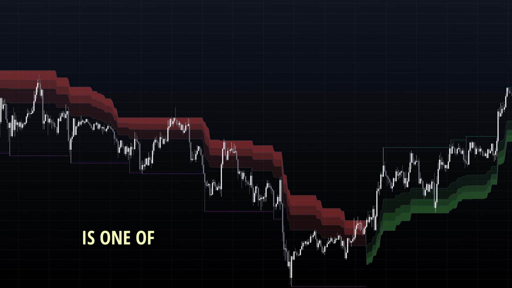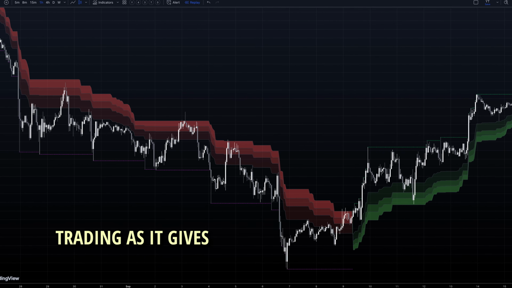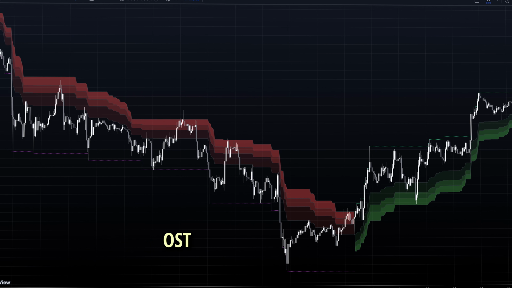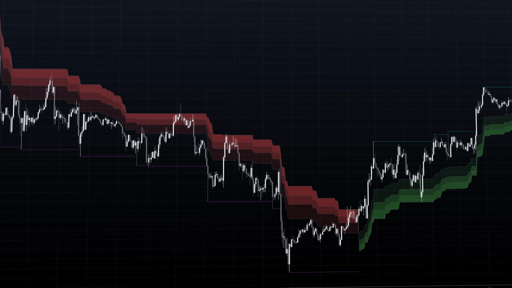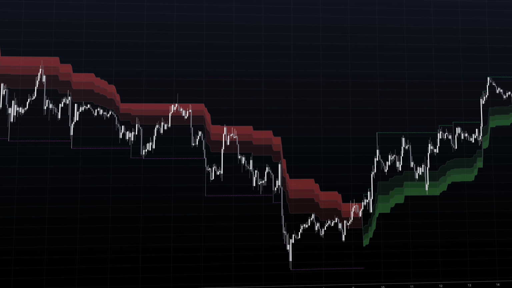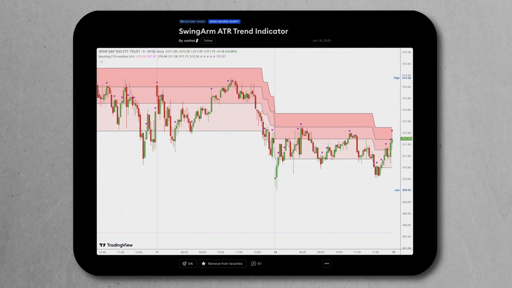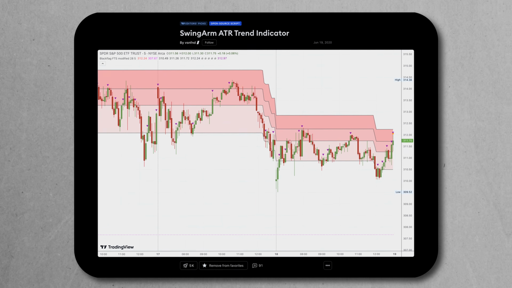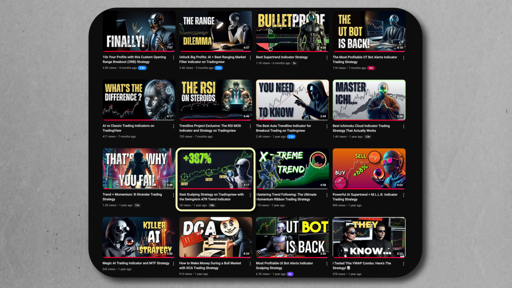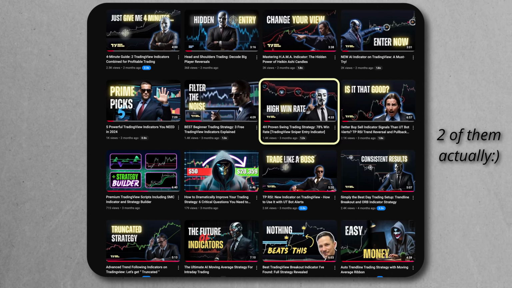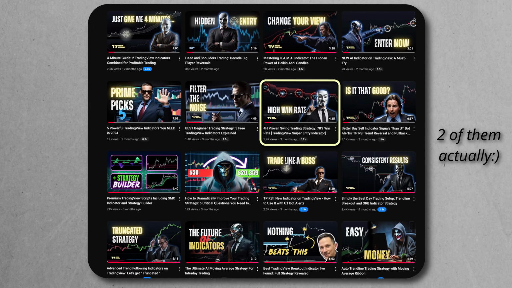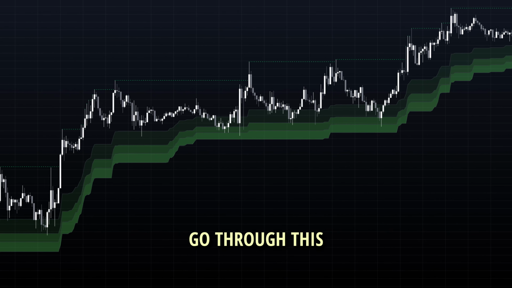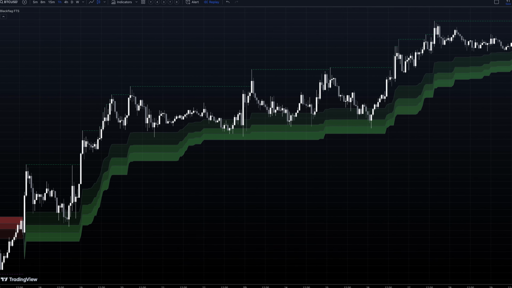The first indicator is one of my favorites when it comes to trend trading, as it gives a very clean view, and most importantly, it draws these support and resistance lines based on the depth of a pullback. The name of this indicator is SwingArm ATR Trend Indicator by VSNFND. I'm not going to get deep into details as we have a dedicated video on this channel, and I'll link it down for you if you're interested. But let me briefly go through this indicator's features so we're on the same page.